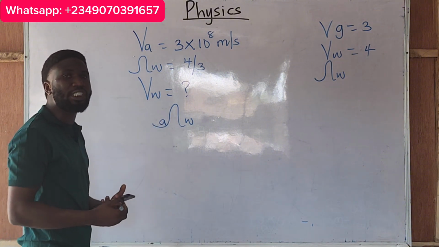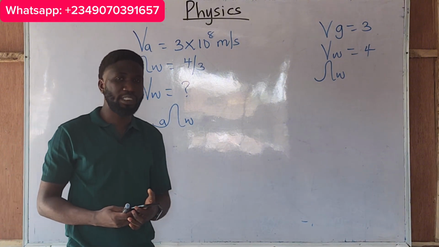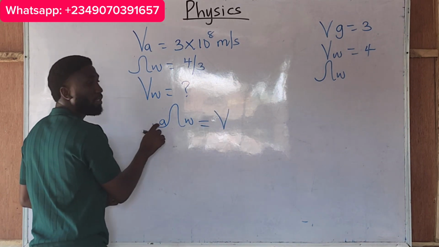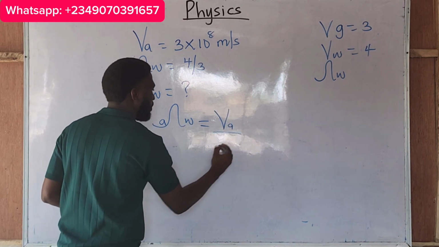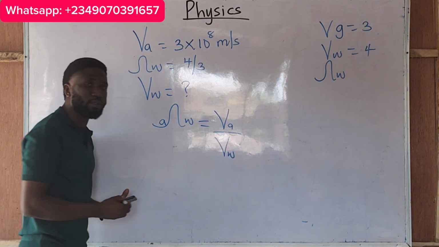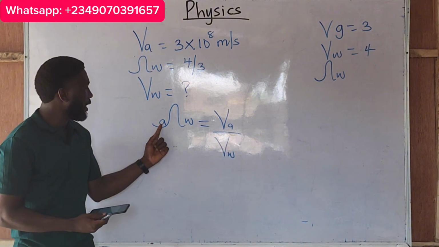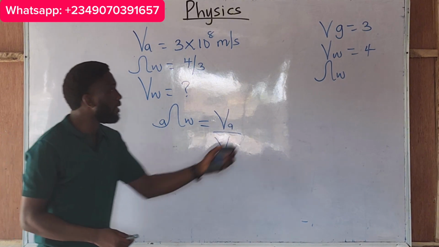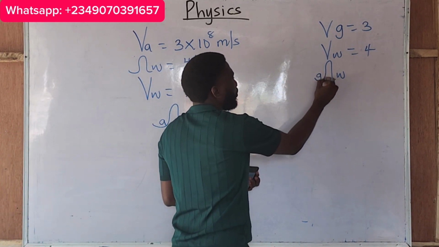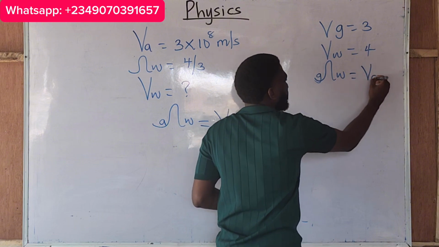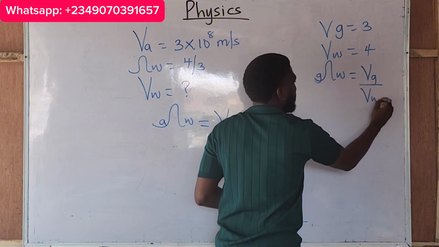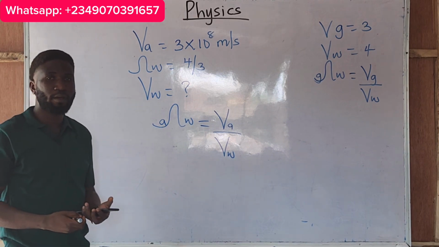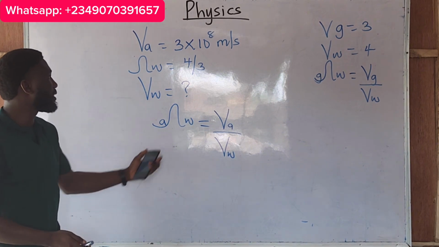So since there's going to be change in the speed, we are going to have this now to be speed of light in air over speed of light in water. So A comes first. That's why I mean VA over VW. So in this case now, let's say it is glass to water. I'm going to have VG over VW, that of the glass to that of water. I believe you understand. So now let's get this answered.